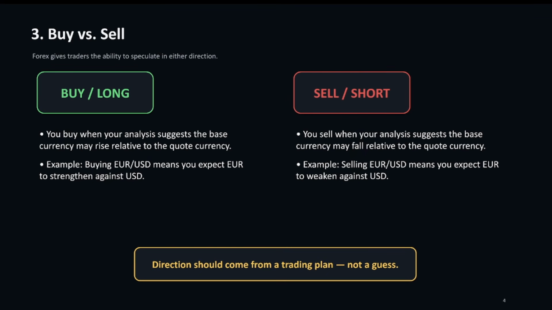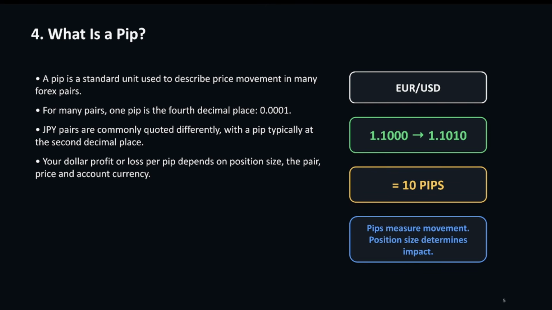Okay, so the next thing that we have is, what is a pip? This is also very important, because a pip is basically a standard unit used to describe price movement in any Forex pair. Pips determine how you're going to start making money in the market. Start learning how much money you're going to make, how much money you're risking, and so forth. For many pairs, one pip is the fourth decimal place. So for example, you have 0.0001. That will be the decimal point where you start calculating pips.